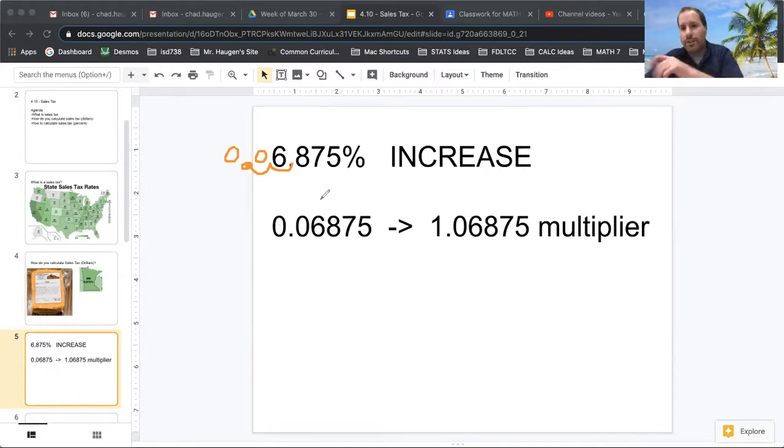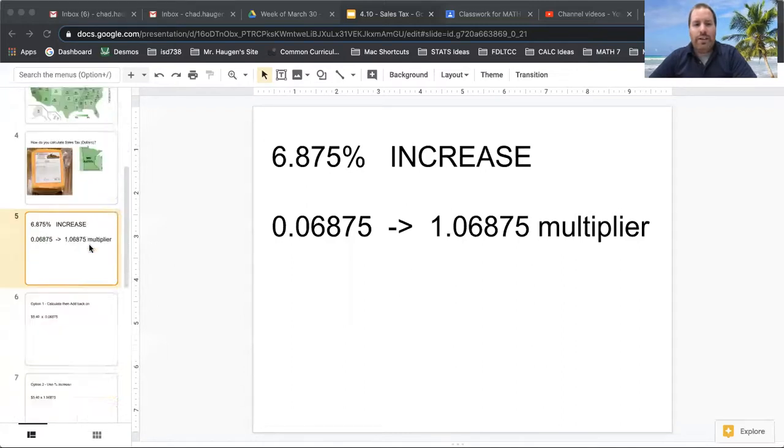And if we were changing that to percent increase, which you guys were doing earlier this week, we would add 1 to that because it's going to make the price go up, right? So with 1.06875, that would be our multiplier if we were talking about this in the context of percent increase, right? But we're not quite talking about that in the context of percent increase, but we can use that.